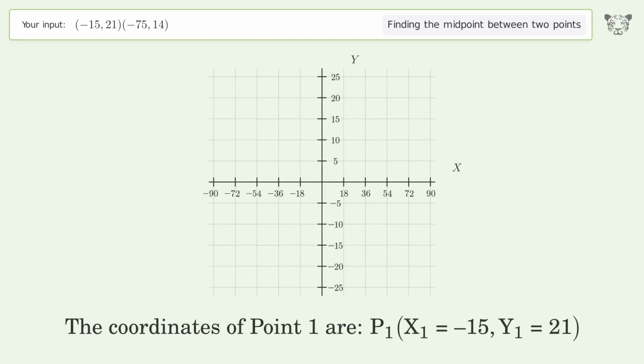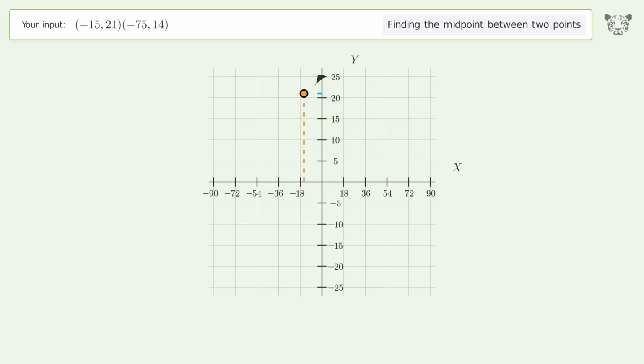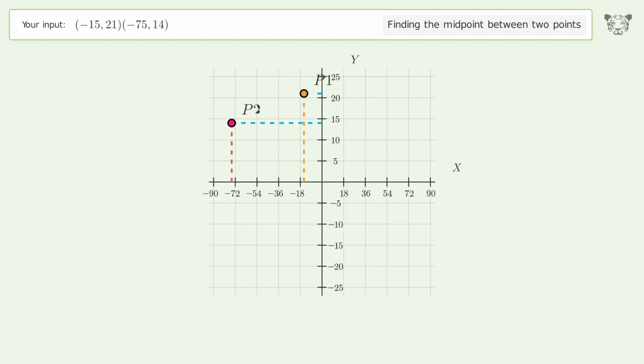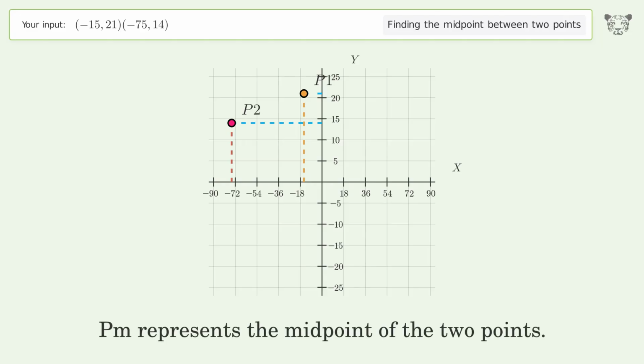The coordinates of point 1 are, x1 equals negative 15, y1 equals 21. The coordinates of point 2 are, x2 equals negative 75, y2 equals 14. PM represents the midpoint of the 2 points.